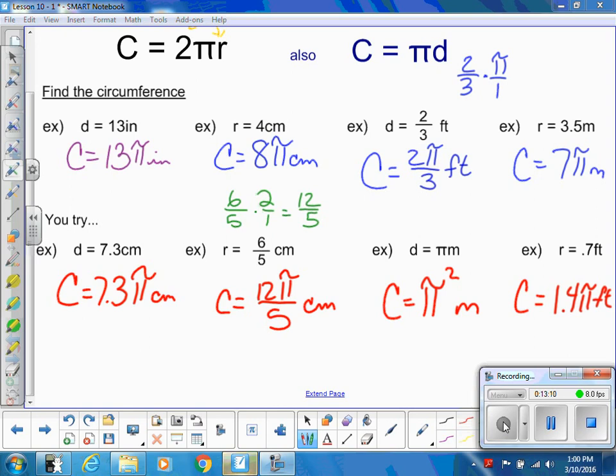If the diameter is pi, well, that's pi times pi. Well, anything times itself becomes a square. So that's pi squared meters. And lastly, if the radius is 0.7, double that to 1.4, I get 1.4 pi feet. Okay? Again, if you need to back it up and look at it again, do so.